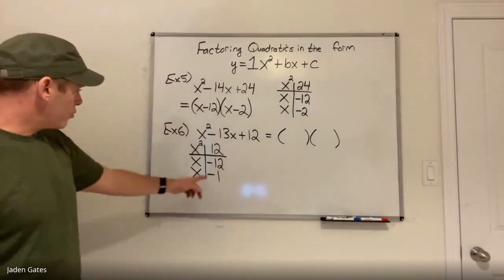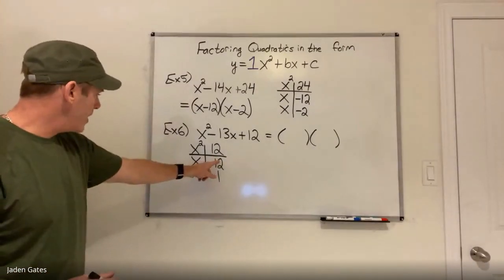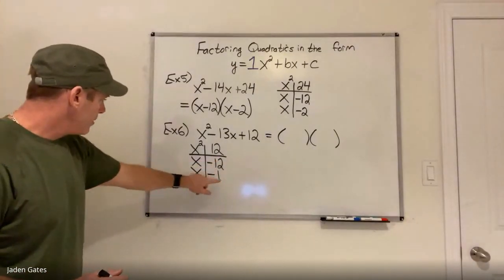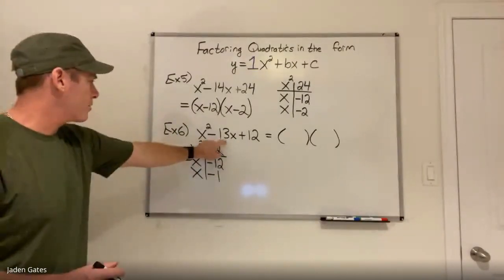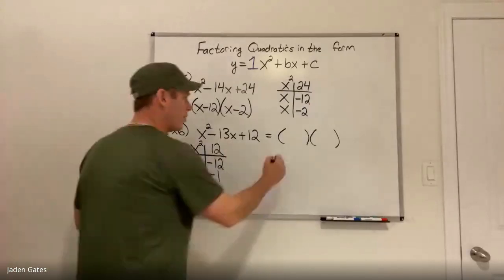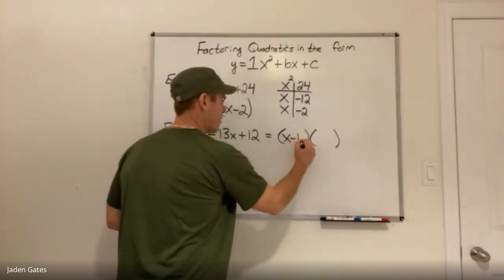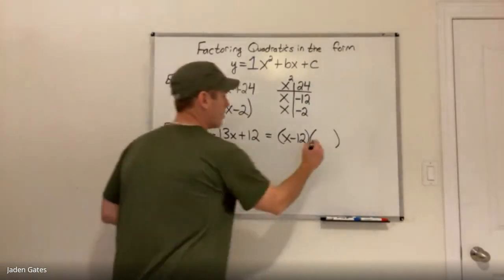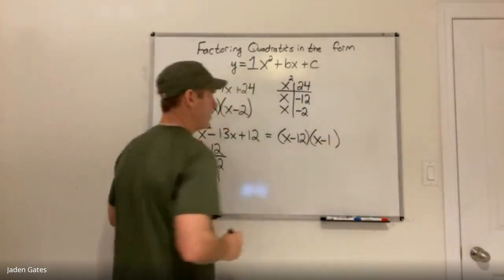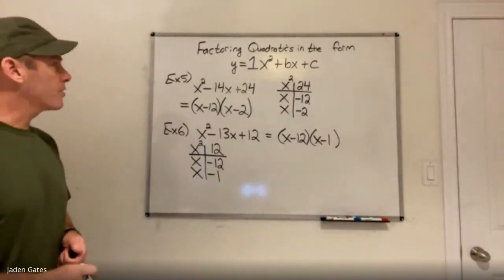Okay, let's check it out. Minus 12x plus minus 1x. So I lose 12x's, I lose another x. Yeah, I lost 13x's. And so I have an x minus 12 in one of the brackets, and then the other one will be an x minus 1. And there we go, and it's factored.